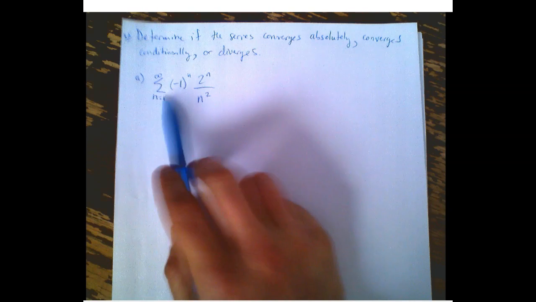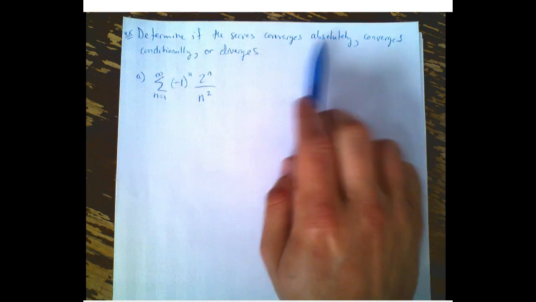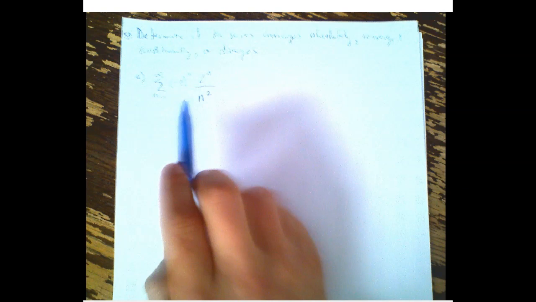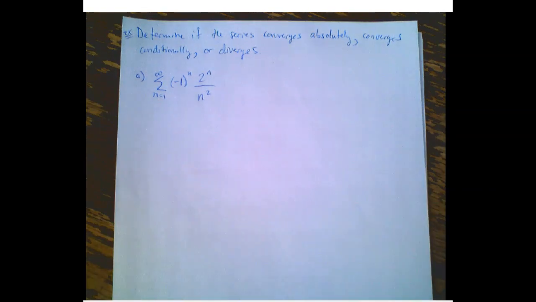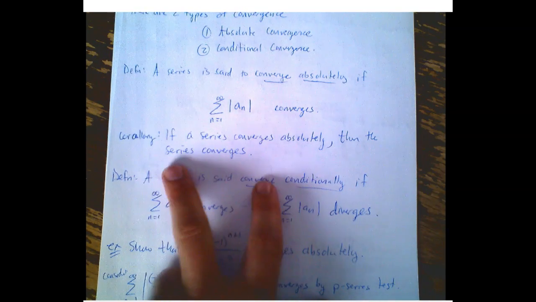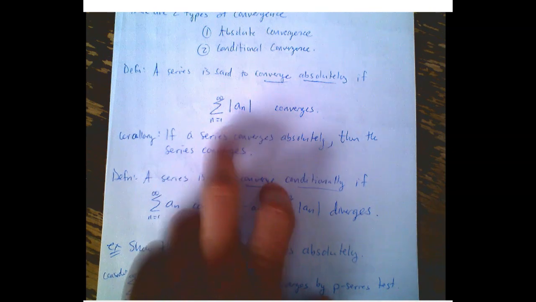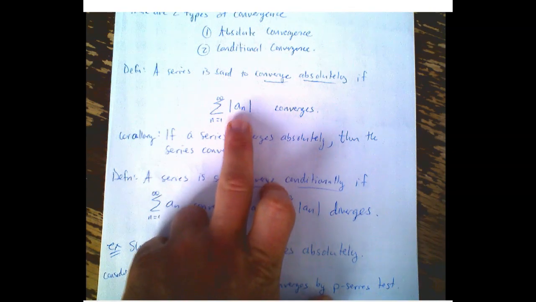Whenever you're faced with this problem of finding absolute convergence or conditional convergence, always test for absolute convergence first. Why do we do that? That is because of this corollary. If we have absolute convergence, then we automatically know that the series converges as well. So always test for this first, and if this doesn't work, then we're going to test for conditional convergence or divergence.